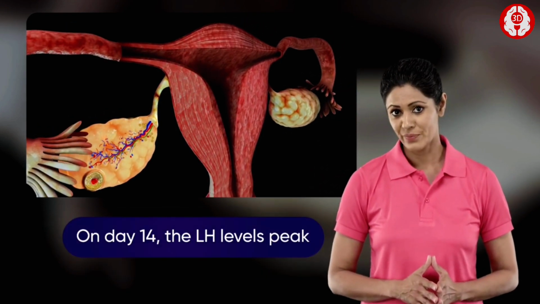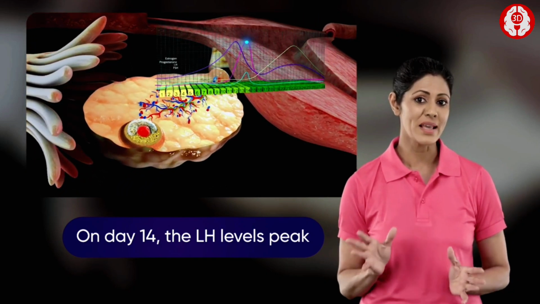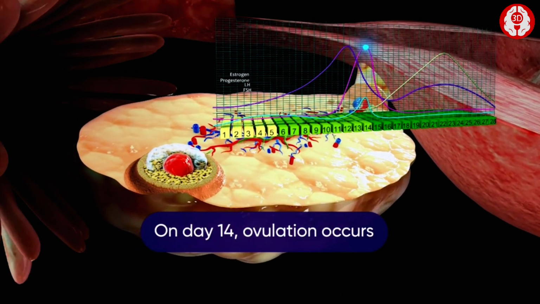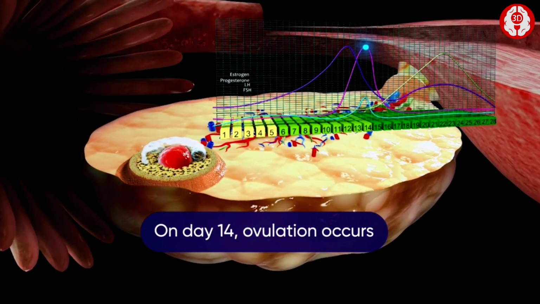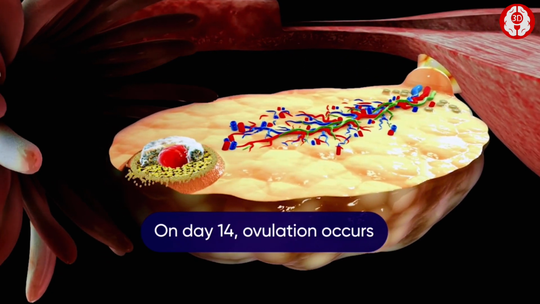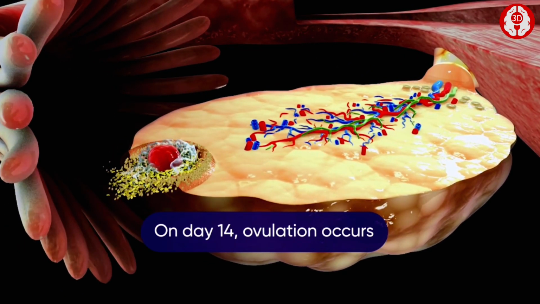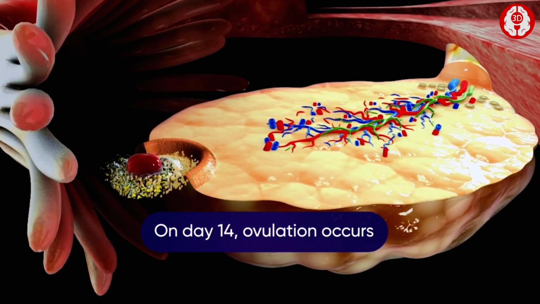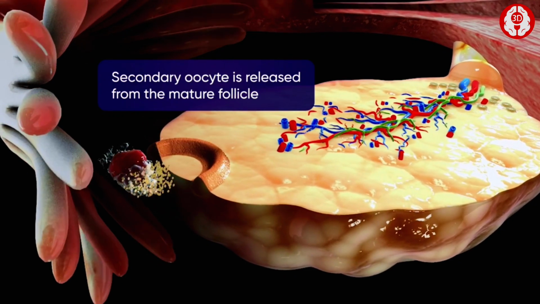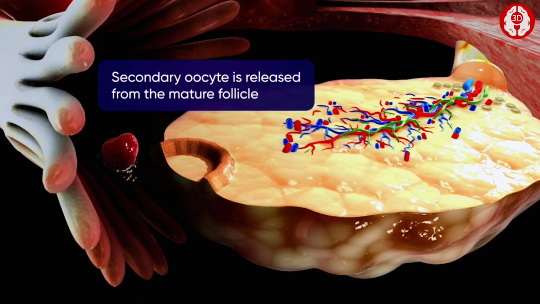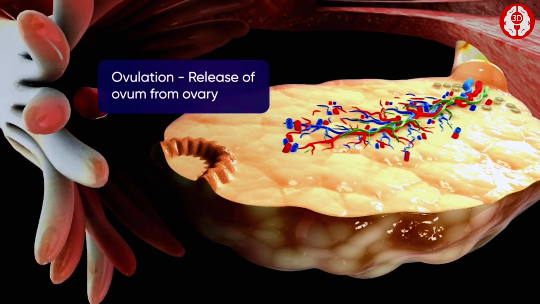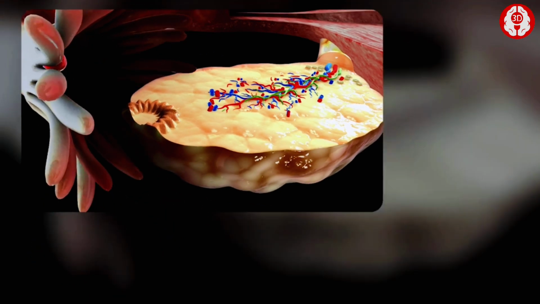On day 14, the LH levels peak. The proteolytic enzymes produced in the follicle cause the wall to weaken and rupture, and ovulation occurs. A secondary oocyte is released from the mature follicle. This is known as ovulation.